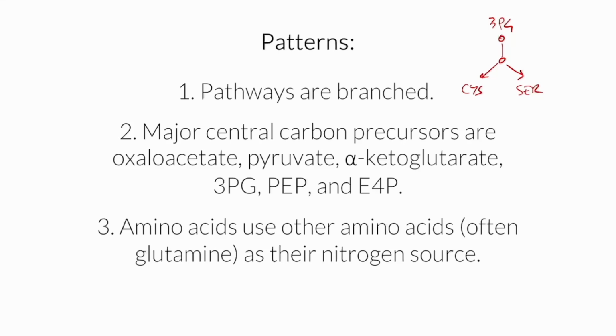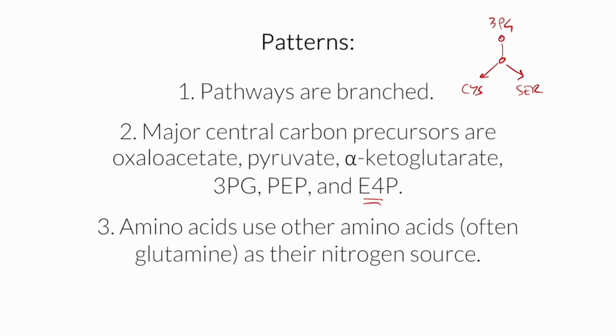Second is that the major central carbon intermediate precursors, there's actually a fairly small number of them, but they're oxaloacetate, pyruvate, alpha-ketoglutarate, 3PG, PEP, and E4P. That one's out of the pentose phosphate pathway and goes on to make aromatic amino acids.